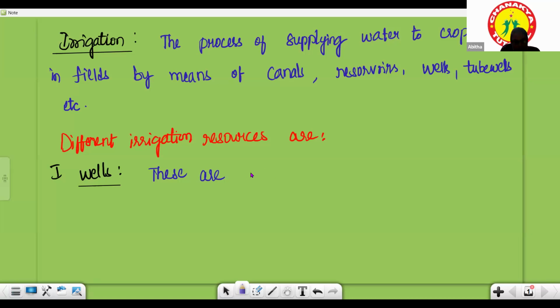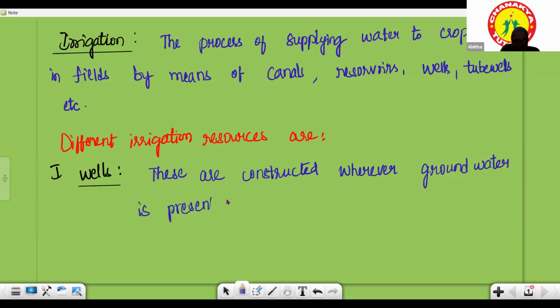So wells are constructed wherever groundwater is present for irrigation.